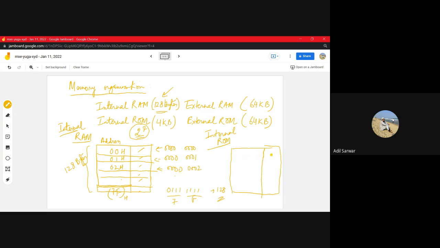Okay, so 8-bit data here and 16-bit address. Now 16 bits are required. Now 4 KB, 4 KB. So how much memory will it take? 4 KB. This size would be 4K kilobytes.